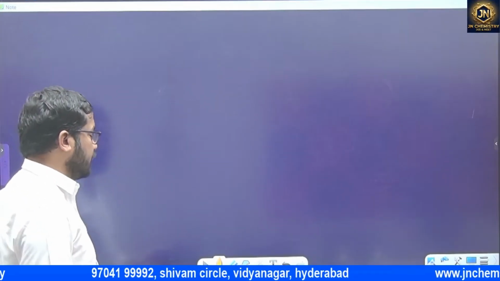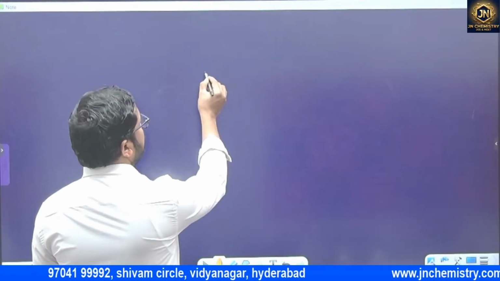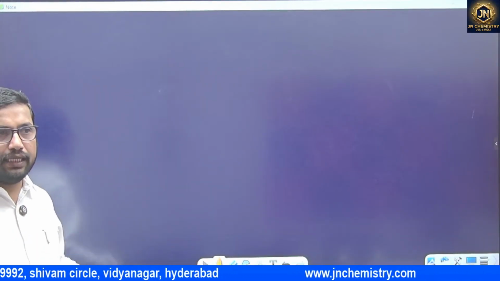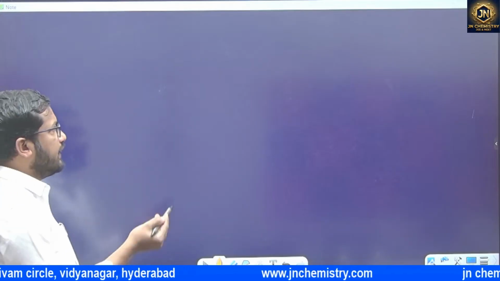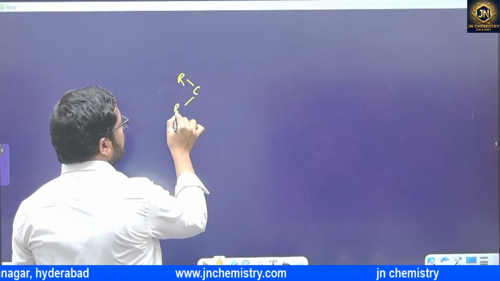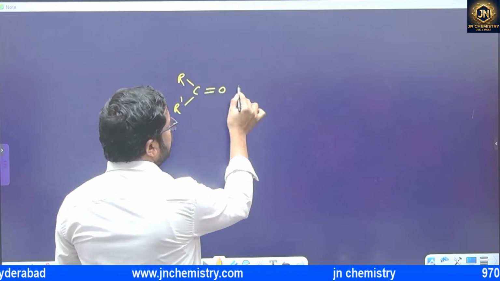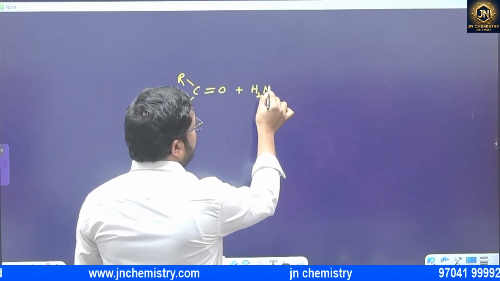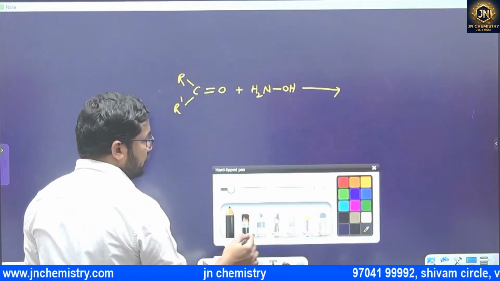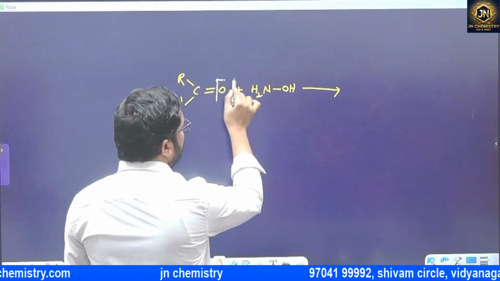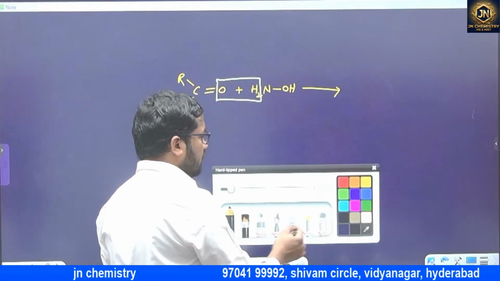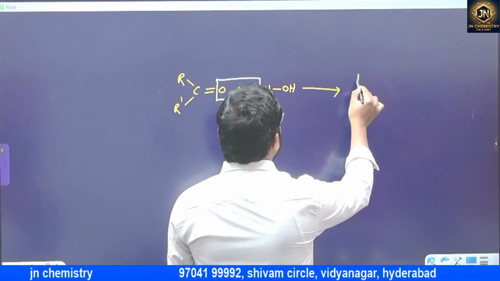If it's ketones, right? In case of aldoximes it is easy: H and OH are on the same side. But in case of ketones, R, R dash, ketone, same, NH2OH. The product which is forming here is what? That is aldoxime; in the ketone case, ketoxime. Yes or no?